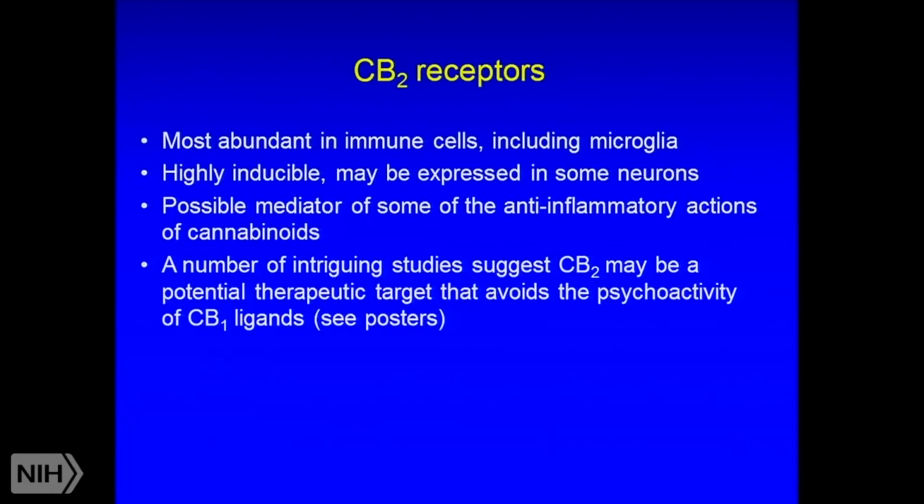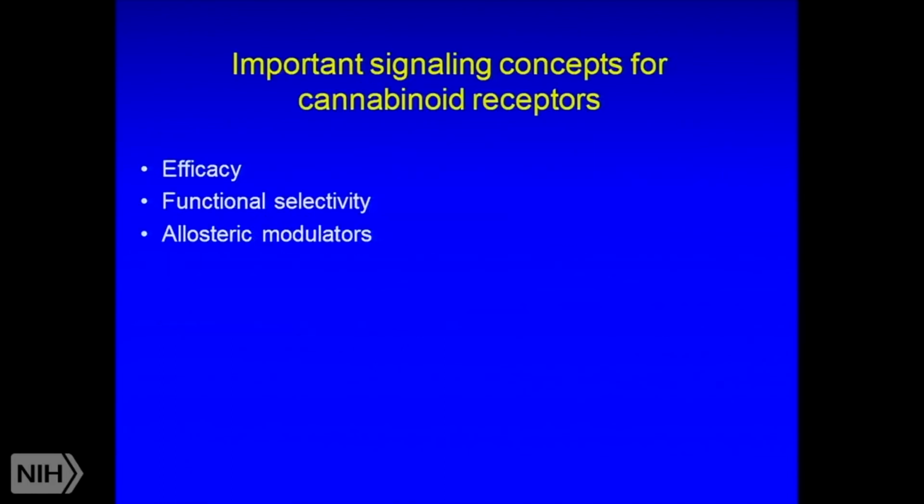Okay. So CB2 receptors, I wanted to briefly mention these. These are most abundant in immune cells, including microglia. They're highly inducible, and may be expressed in some neurons. They're possible mediators of some of the anti-inflammatory actions of cannabinoids. There are a number of intriguing studies that suggest that CB2 may actually be an interesting therapeutic target with minimal psychoactivity that you normally would have with CB1 ligands. I don't have time to talk about those, but there are a number of posters over the next 2 days that cover that material, and I really encourage you to go look at them if you're interested.